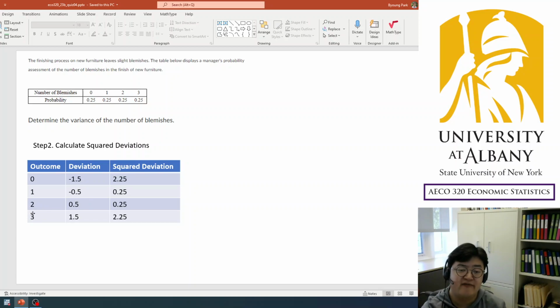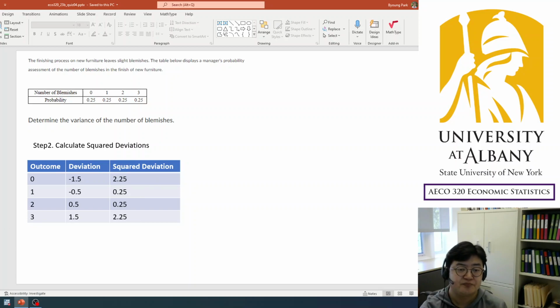And 0.5 and 1.5, these are the deviations from the mean for each outcome. And then you square them. Square these, and you are going to get these numbers. So this is a process of transforming a random variable from the original outcome, number of blemishes, to squared deviations. So you get these 4 numbers.